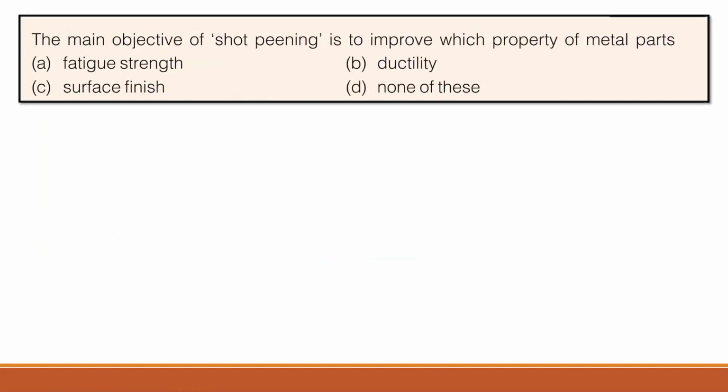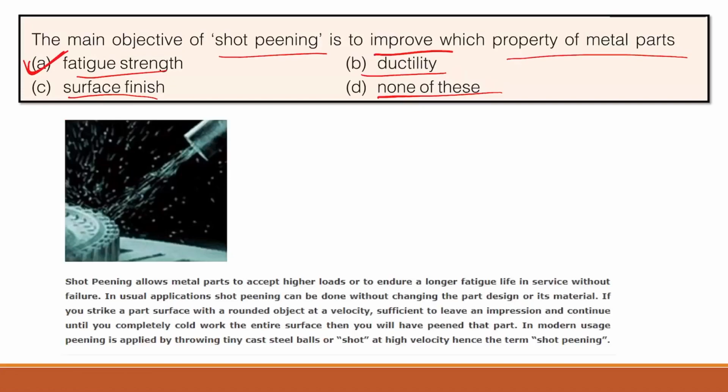Next question. The main objective of shot peening is to improve which property of metal parts? The options are A fatigue strength, B ductility, C surface finish, D none of these. So here the correct answer is fatigue strength. So basically, what is the shot peening process? Shot peening allows metal parts to accept higher loads and to endure a longer fatigue life in service without failure. In usual applications, shot peening can be done without changing the part's design or its material.